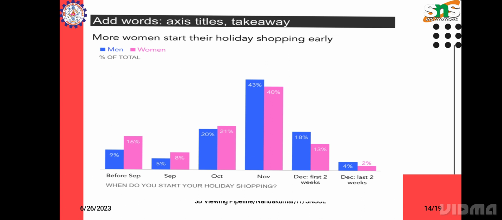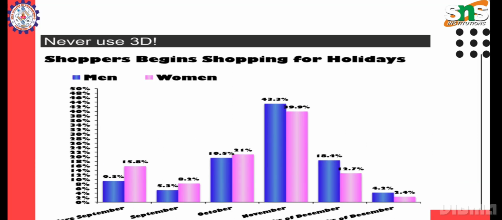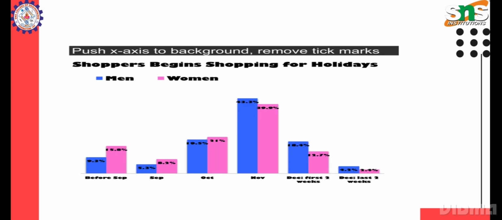So get rid of the visual elements in your graphs that are unnecessary. The graph below shows shopping begins for a holiday. The blue represents the men and pink represents the women. While you see this, it is not visually appetizing. So first we have to remove the vertical grid lines, which comes under decluttering.